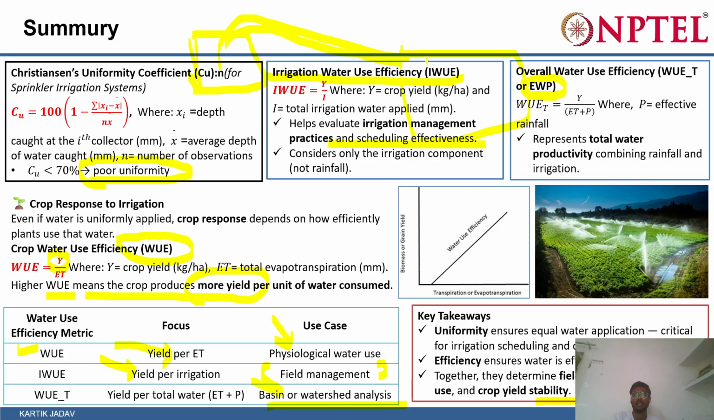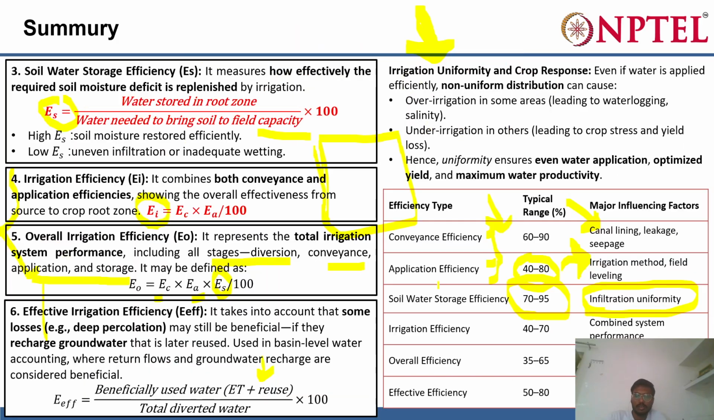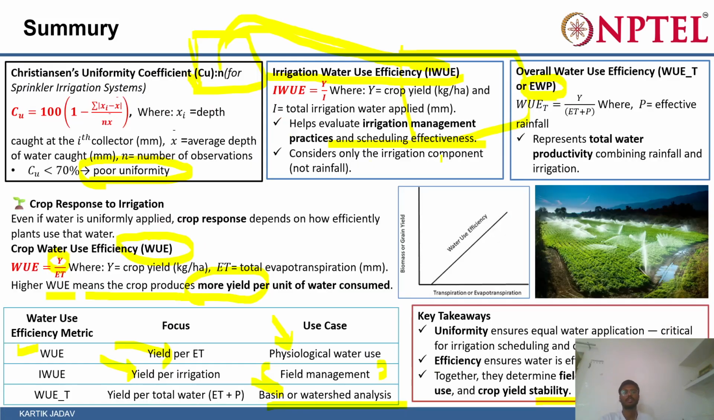In the field also, water is lost during application, depending on what kind of irrigation method we are taking into consideration. Then we have application efficiency, then storage efficiency, then your overall irrigation efficiency. So this is whatever efficiency we are looking at.